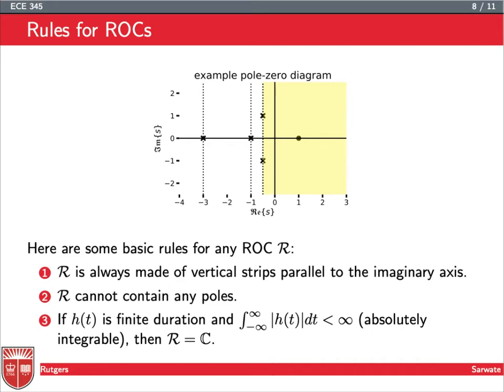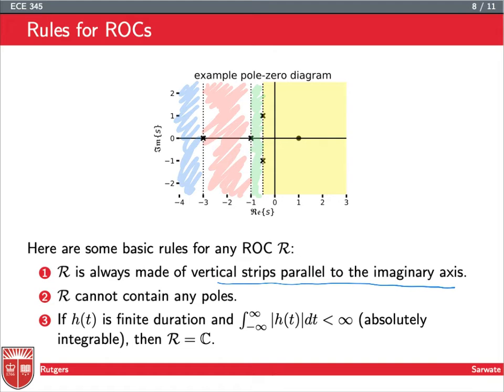So what are the general rules for regions of convergence, for ROCs? Well, the ROC is always made up of vertical strips that are parallel to the imaginary axis, and the ROC cannot contain any poles. So what do I mean by vertical strips parallel to the imaginary axis? Well, it means that we can have an ROC that maybe looks like this yellow region here, or we could have this strip here between these poles, or we could have this region here, or we could have this region here. Right? All of these are fair game to be ROCs. They're vertical strips in the complex plane.